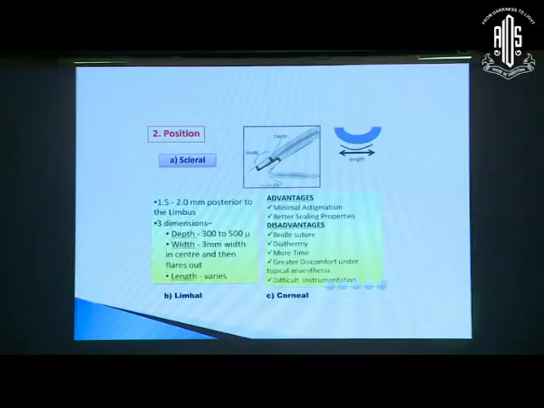In terms of position, we can divide the incision into scleral, limbal, or corneal incision. A scleral incision would be a better option for a beginner, but the favored incision nowadays is the clear corneal incision. Making a scleral incision is very easy for people who are well conversant with SICS. It is made 1.5 to 2 millimeters posterior to the limbus. It has three dimensions: the depth, which is 300 to 500 micron, a width of 3 millimeters, and a length that will vary according to the lens you want to implant. The advantage is that it produces minimum astigmatism and a better sealing effect.